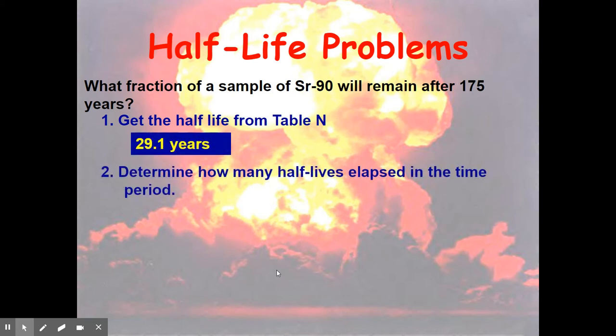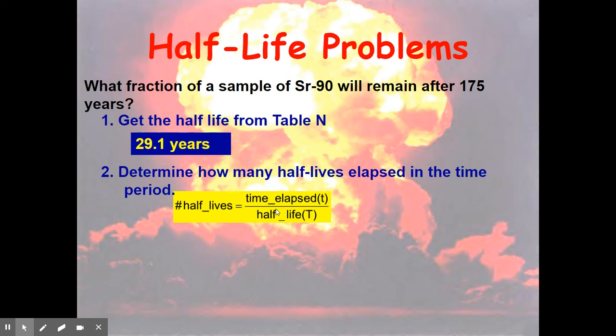All right, determine how many half-lives elapse in the time period. This is usually step one of any problem: figure out how many half-life periods there are, and it's different depending on the problem. This is where you have to understand what's going on. It's what I call logic. In this case, you take your total time, which is 175 years, and divide it by the time for one half-life. So the number of half-lives is the time elapsed divided by the half-life period.